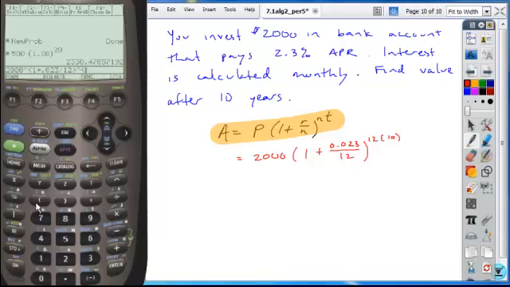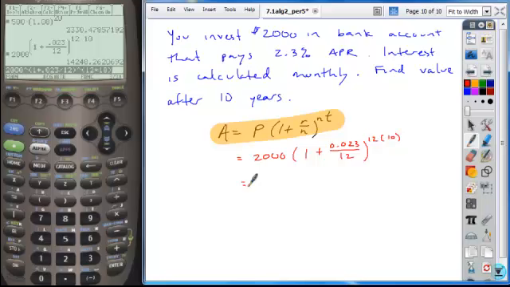Now, if you leave this as a product, 12 times 10, when you write it in your grouping symbols, you need to make sure you group that entire product inside its own grouping symbols. If you put to the power of 12 times 10, but you don't put grouping symbols around it, it'll give you a different answer than what you're supposed to be getting. So be very careful with that.